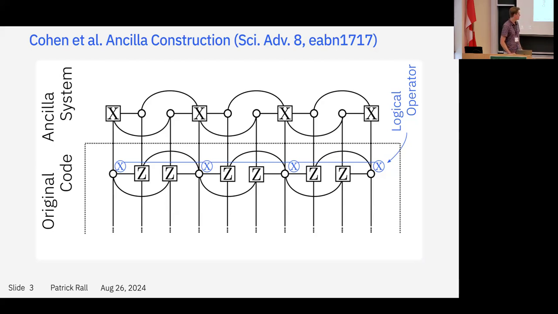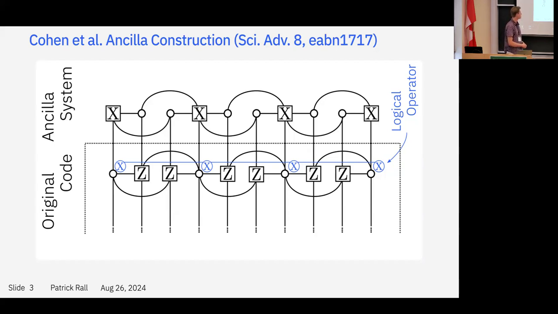So suppose we had a quantum error correction code here that featured a particular X-type logical operator. So an X operator that's supported on these 4 physical qubits at the bottom. And we wanted to measure that operator. Well, in the Cohen scheme, we staple on a bunch of additional physical qubits and checks.